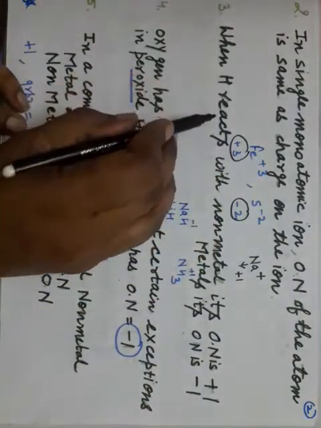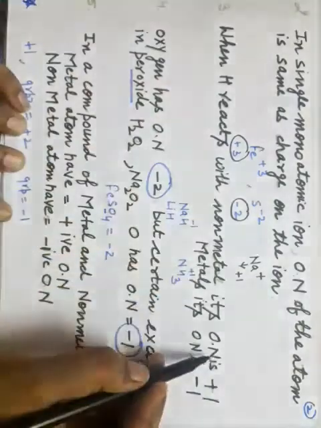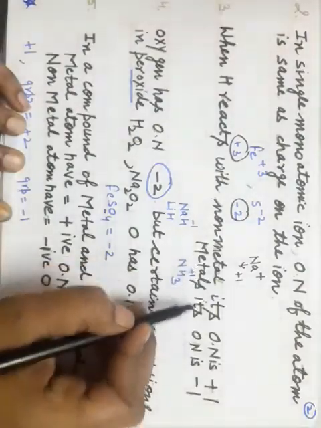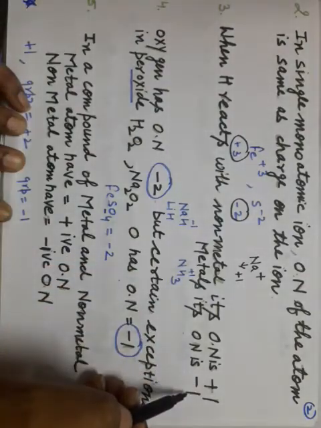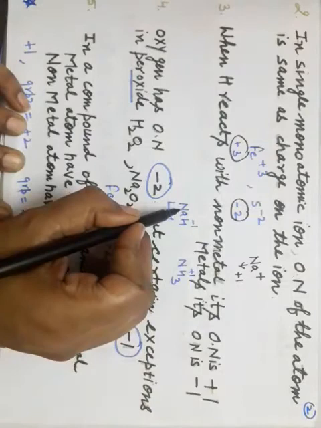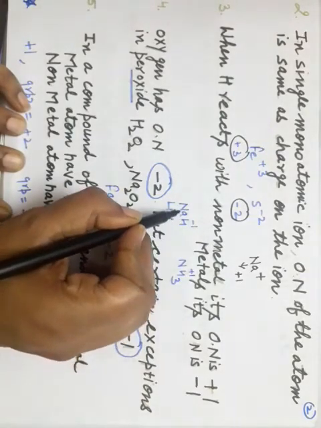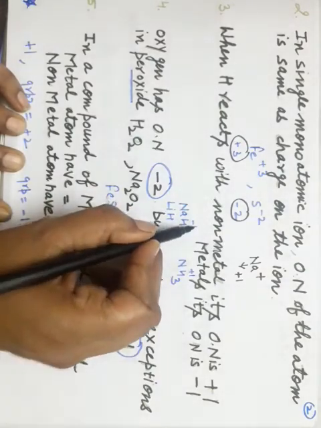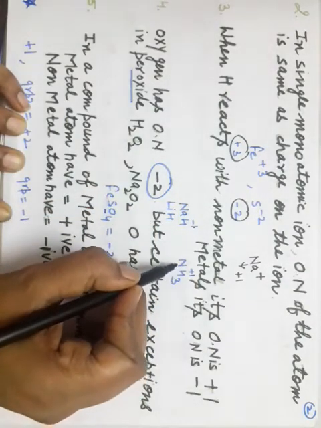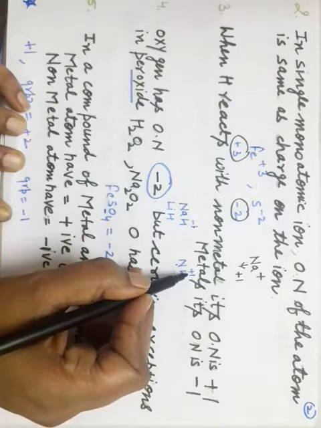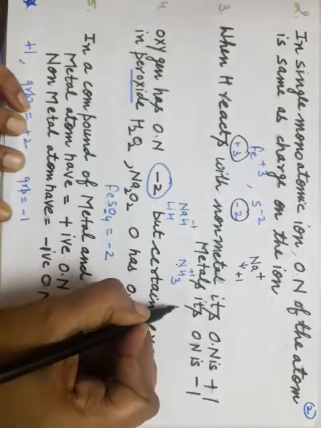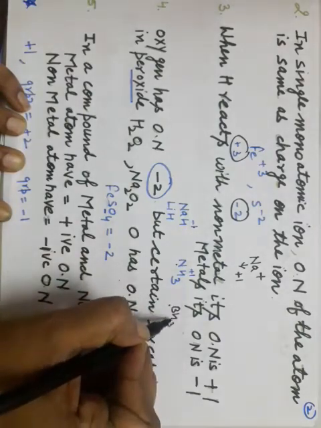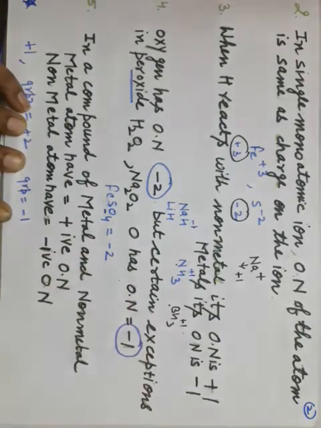When hydrogen reacts with non-metals, its oxidation number is +1. When it reacts with metals, its oxidation number is -1. See, when hydrogen reacts with sodium, that means it reacts with a metal, so its oxidation number is -1. When it reacts with a non-metal like nitrogen, its oxidation number is +1. Same in BH3. Boron is a non-metal. At that condition, the oxidation number of hydrogen is +1.